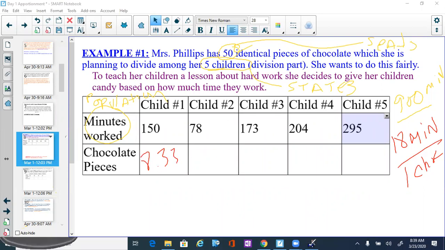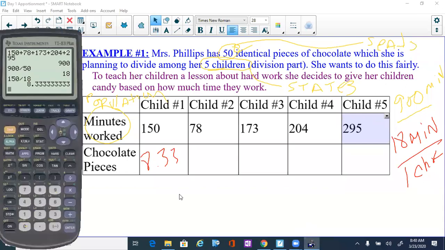I want to find out everybody else's number of chocolate. Okay. And so I'm going to do that real quick. Let's take 78 divided by 18. Let's take 173 divided by 18. I'm going to put a couple of these on here. 204 divided by 18.